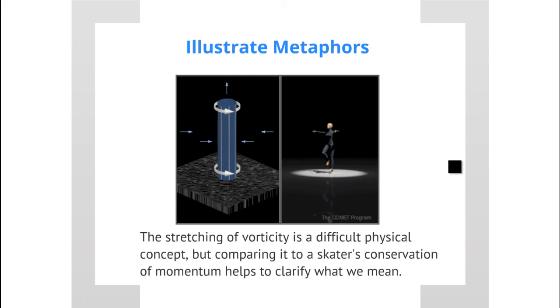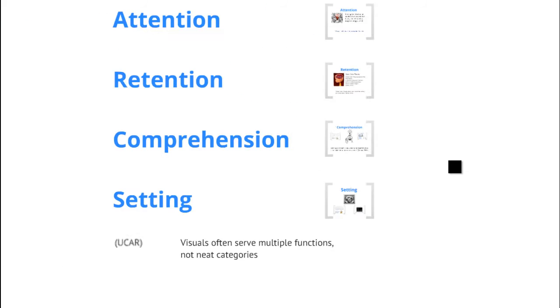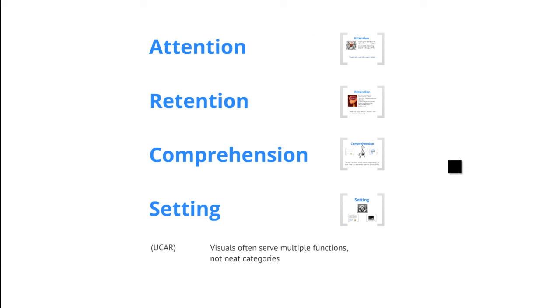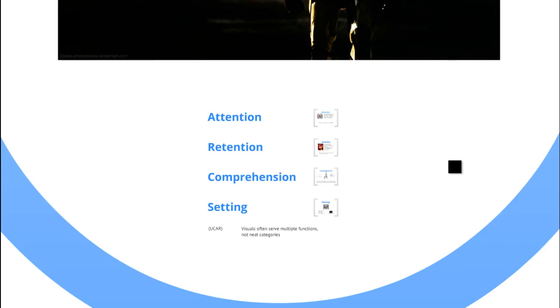Here's an example of something called vorticity, which is a difficult physical concept. But when you think about a skater turning and opening their arms and moving slower, and closing their arms and moving faster, it helps you understand this concept of vorticity so much easier. So overall, that is ARCs, the role of visuals.